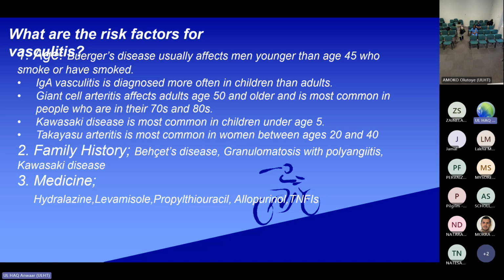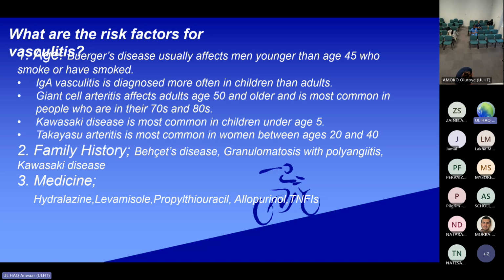Right. What are the risk factors for vasculitis? The first risk factor is age. We really need to consider the age of the patient, what the presentation is and what the age of the patient is, because some vasculitides are very much related to age, like Buerger's disease, which is common in younger men, less than 45 years old, and people who have smoked.